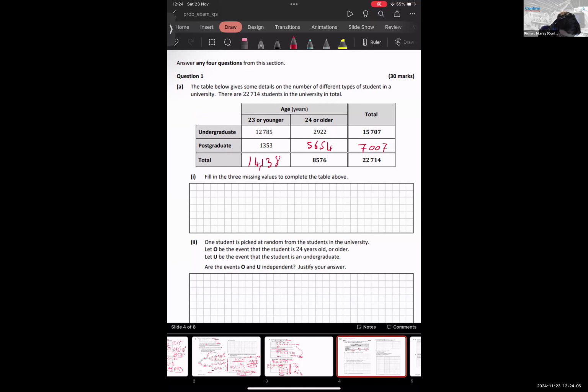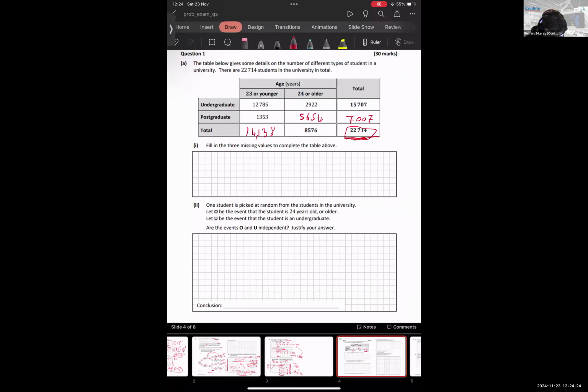7007. And just for our own happiness, we can check whether all our maths was right here. So we say 515,707 plus 7007 does give us our value here. So we've done all our arithmetic correctly in this step.